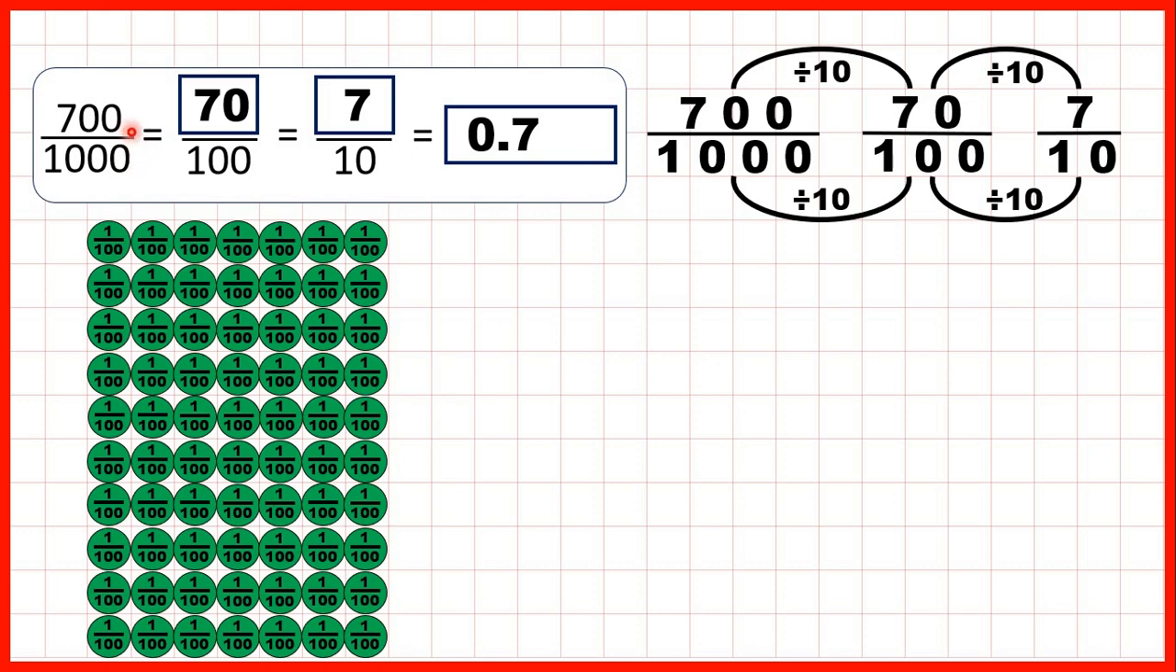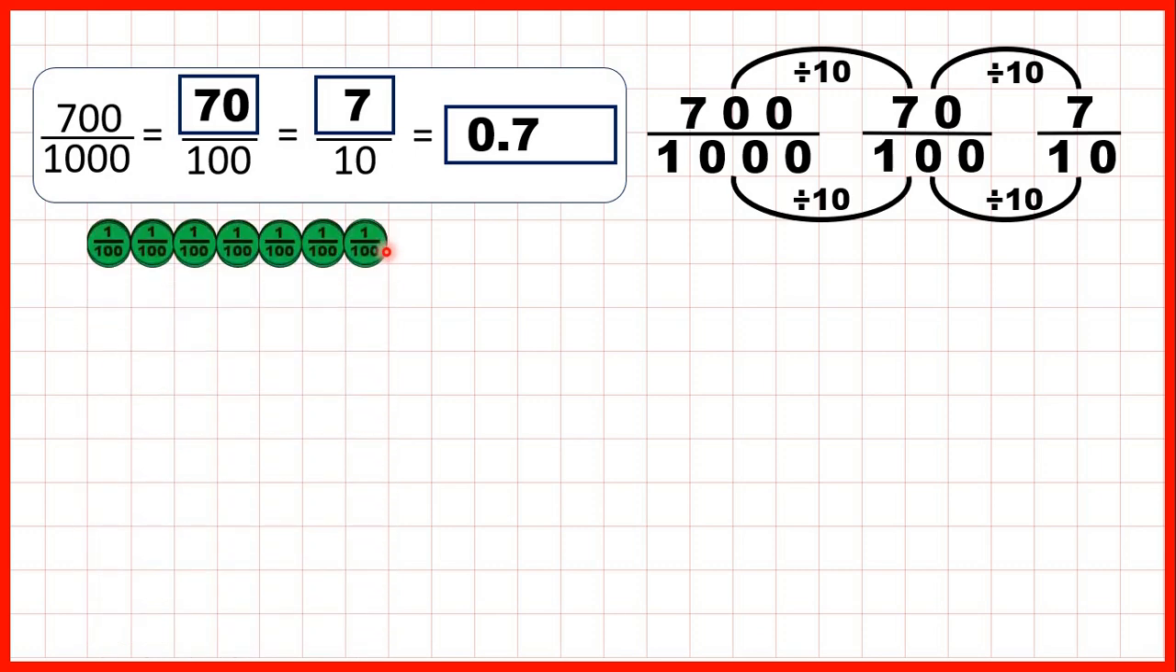So for this first question, we started with 700 thousandths, but we saw that that was equivalent to 70 hundredths. So here we've shown 70 hundredths place value counters. But remember, 10 hundredths can be exchanged for 1/10. So 70 hundredths is equivalent to 7/10, and that's why we can write it as 0.7.